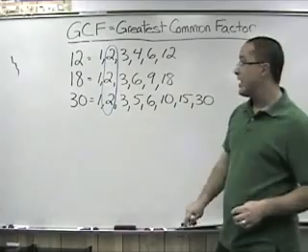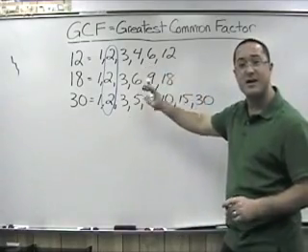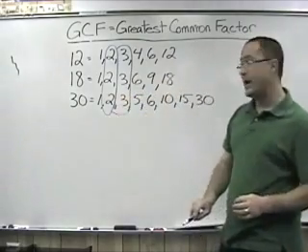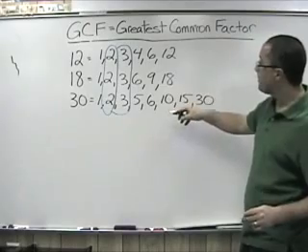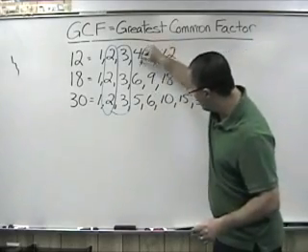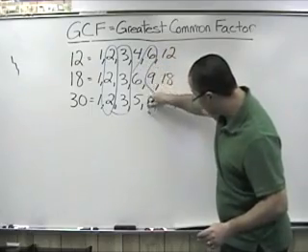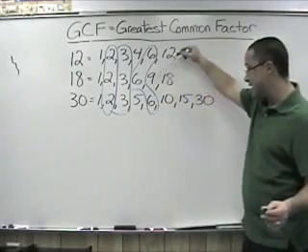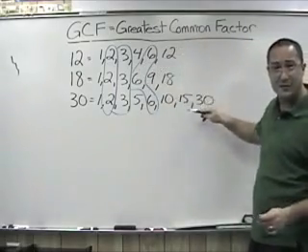So I'm going to circle them. How about 3? Do all of these have a 3? Yes, they do. So I'm going to circle those as well. Okay? How about 4? Nope. How about 5? Nope. How about 6? Yes, they all have a 6 in common. Okay? Any other numbers that they have in common? 9, 12, 10, 18, 15?